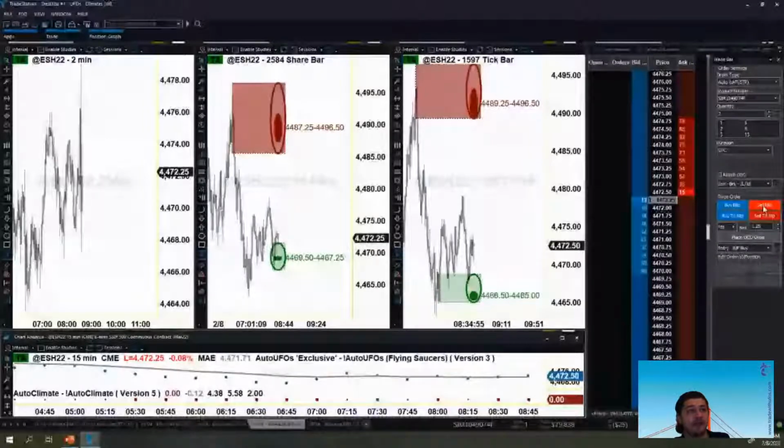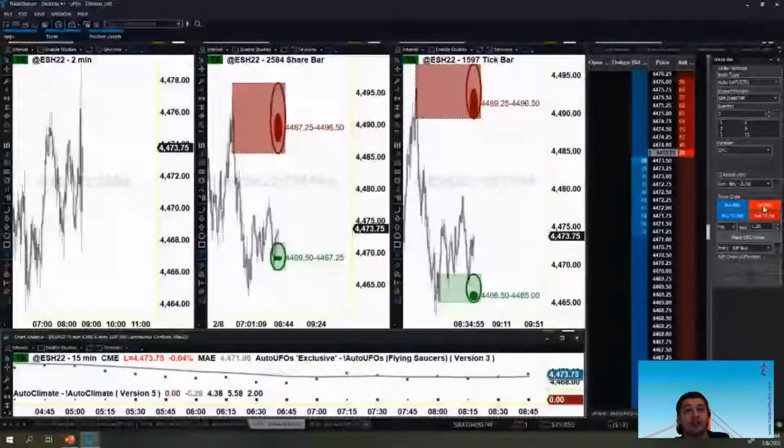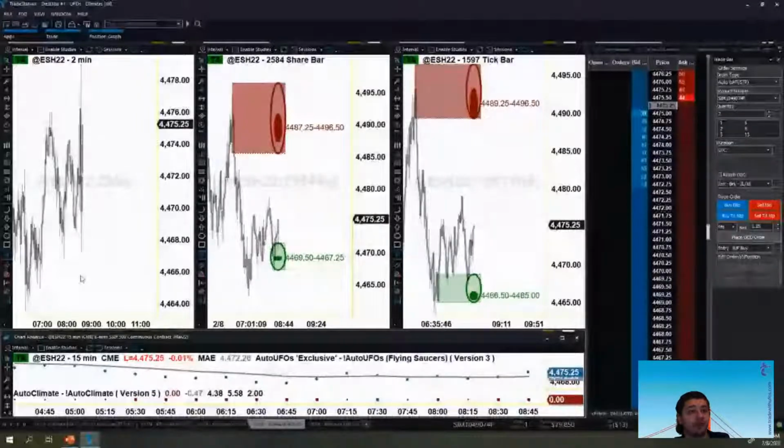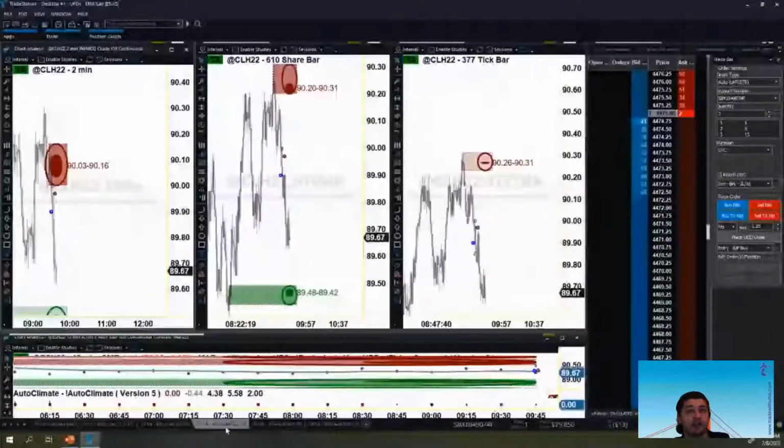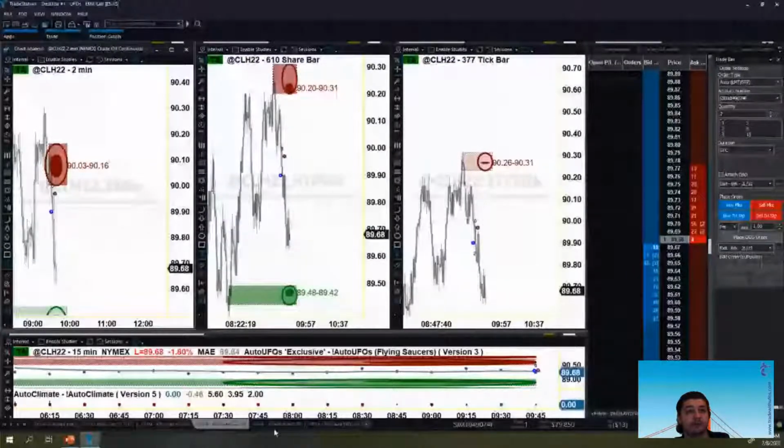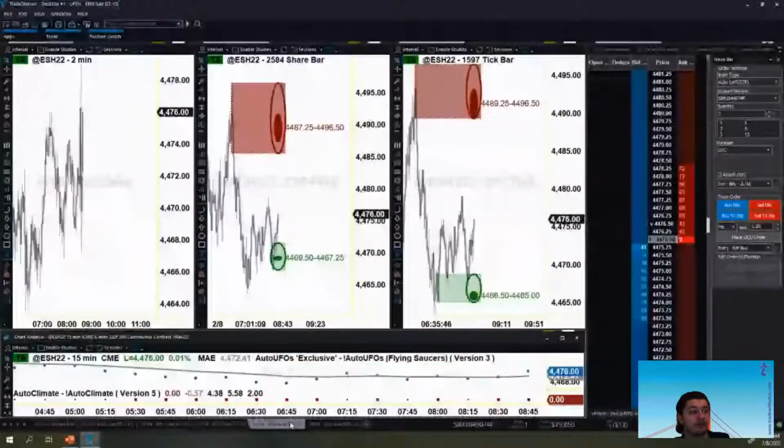Still in a confirmed down climate. I would like to take advantage of it if it starts moving down. Right now, though, still indecision on where it wants to go. So we'll see, I suppose.